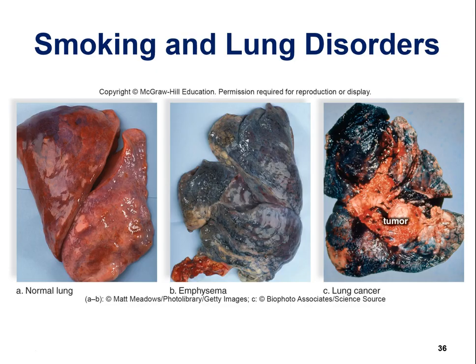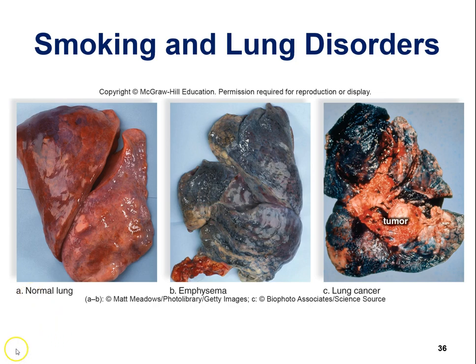All right. This is showing you here, if you talk about lung cancer, what a normal lung will look like, a lung with emphysema, and then a lung with cancer where you can actually see the tumor. Pretty nasty stuff, right? And there's no reversing this. This damage cannot be reversed if it gets to be that bad. All right, and that concludes our lecture on the respiratory system.